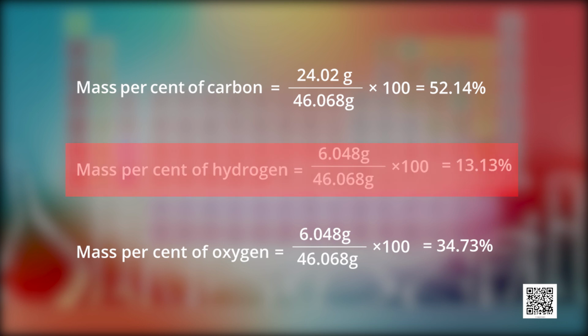and you will get the answer 52.14%. In the same manner, we will calculate the mass percent of hydrogen. Mass of the hydrogen upon total mass multiplied by 100 and we will get 13.13%. In the same manner, we will calculate the mass percent of oxygen. It is mass of the oxygen upon total mass into 100 and it is equal to 34.73%.